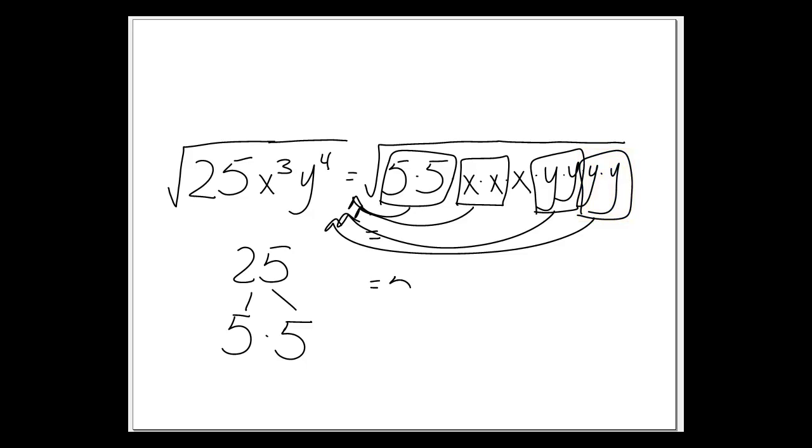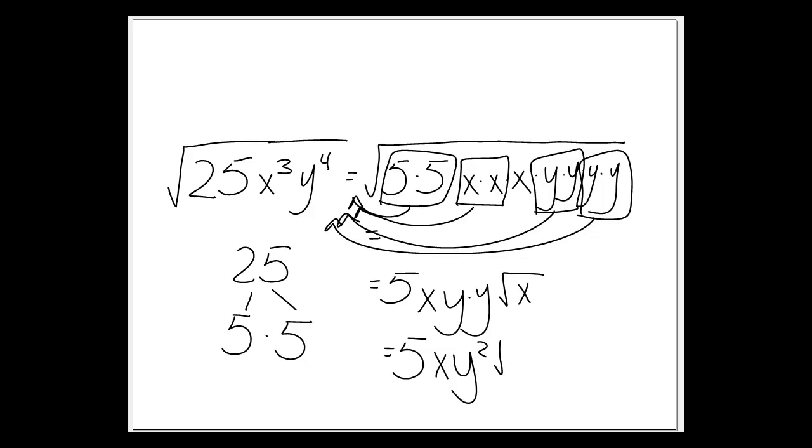So I'm going to pull out a 5. I'm going to pull out my x. I'm going to pull out a y and another y. Since I have not taken everything out of the square root sign, I'm also going to write a square root of x. Now, this is not the simplified form. The final answer you want to write as 5 times x, y squared, square root of x. A lot of the time we'll put the square root at the end so that we don't accidentally include one of these other numbers and change the whole problem.